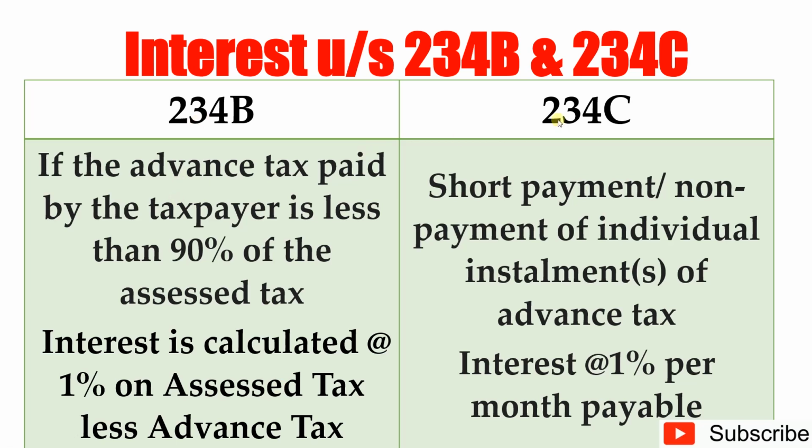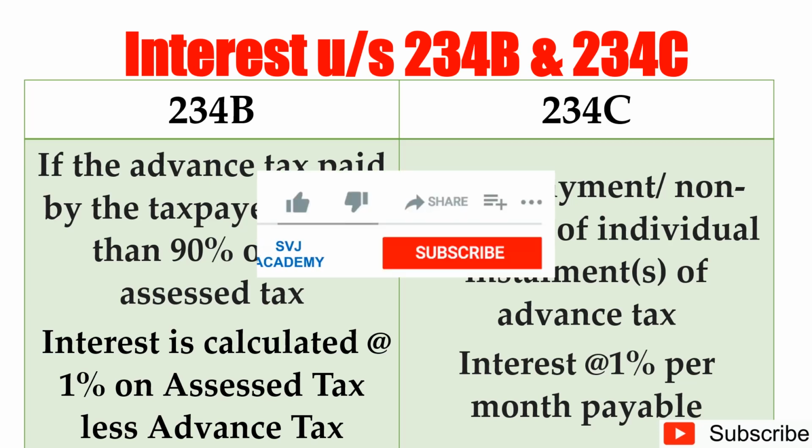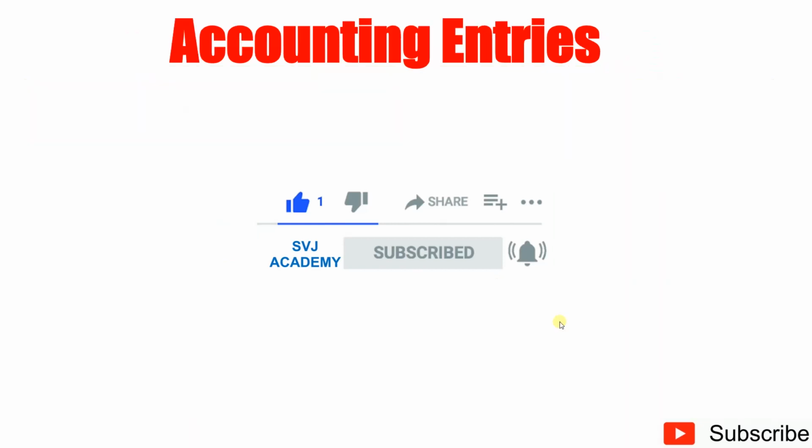And the 234C means short payment or non-payment of individual installments of advance tax. Then we have to pay interest at the rate of 1% per month to the government. So in this case, we are not making the advance tax payment, or the advance tax amount we already paid would be very short. This is the interest payable to the government for the non-payment, short payment or deferment of advance tax. Now we have seen what is advance tax and what is its applicability. Now we can go to our session.